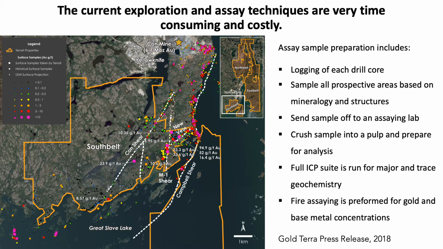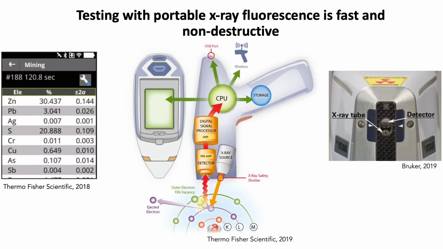When this happens on the scale required in a greenstone belt, this results in a very expensive and time-consuming process, which is one of the main questions behind the study. Can this process be improved both in terms of expense as well as analysis time? Which is where portable X-ray fluorescence comes in.